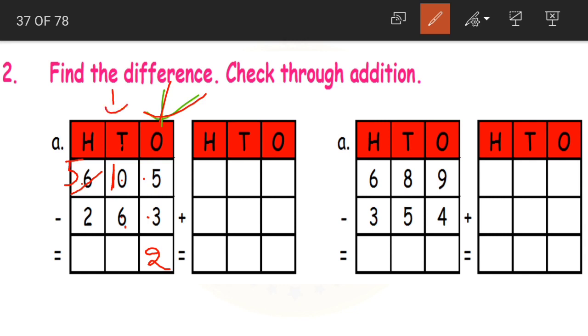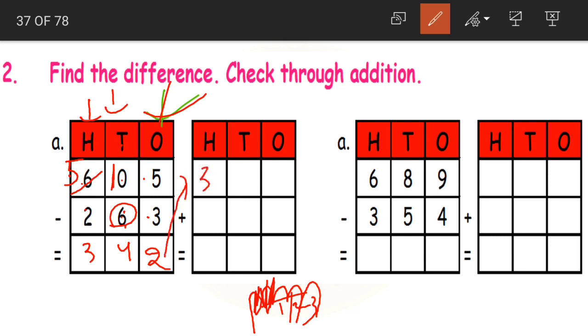Now coming to the tens place, 10 minus 6. 10 minus 6 is what? Keep 6 in mind. After 6 we have 7, 8, 9, 10. 4. So 10 minus 6 is equal to 4. Coming to the hundreds place, 5 minus 2. Open 5 fingers and then close 2. How many are we left with? 1, 2, 3. So the answer is 3. Clear, children? What did we get as the difference here? 342.